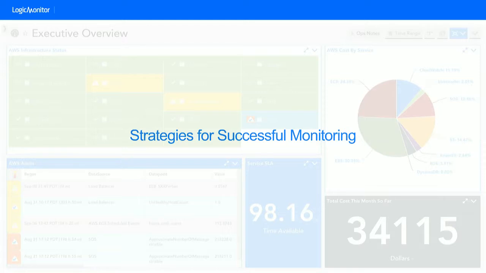I'm going to cover 3 strategies that we've really found to be critical to successful monitoring, and they're high level, but there are a few specific key points within each that are really important. And so I'll dive into the details for each of those.